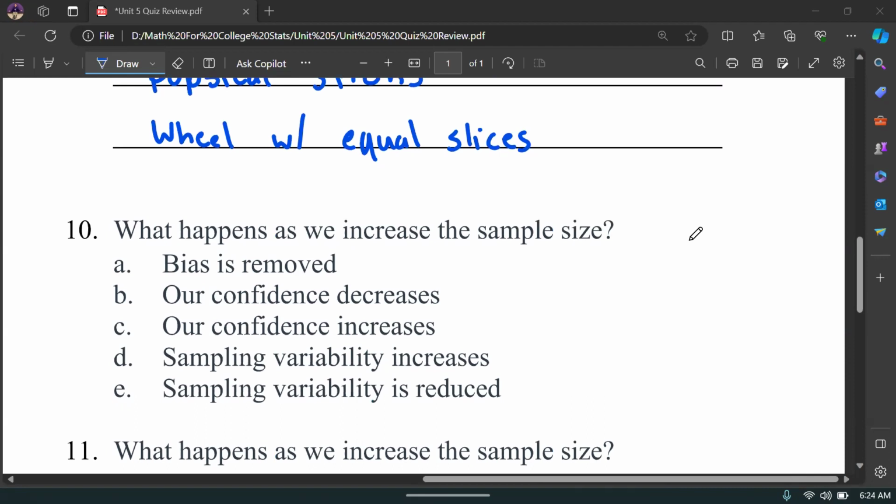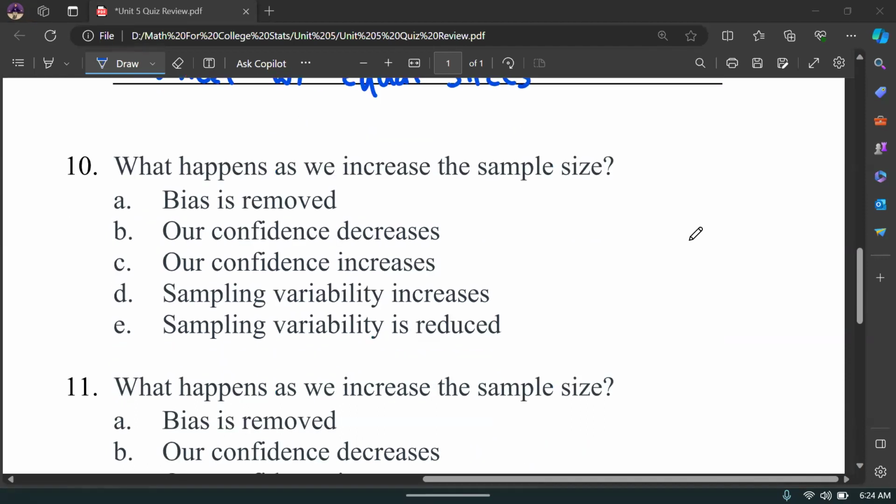What happens as we increase the sample size? We've seen this one recently. When we increase the sample size, that's going to give us more confidence that we have a more accurate answer. That's because the sampling variability is reduced. The odds of your sample being further from the truth have gone down, right? So you're more likely to get answers closer to the truth, which means your variability is reduced, which is good, and your confidence is boosted, which is good. So it's definitely those two.